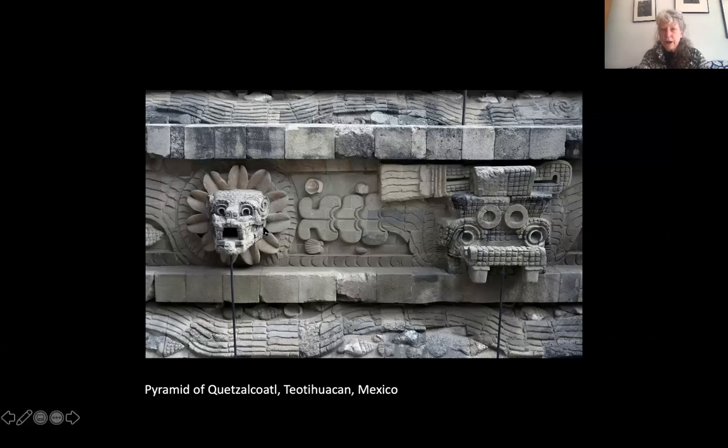So Quetzalcoatl is right here, and Quetzalcoatl is a feathered serpent god. That is, it's a snake, but it can fly. Sort of like the dragons in Game of Thrones, maybe. And as such, it could go from the middle world where we live, Middle Earth, to the sky.